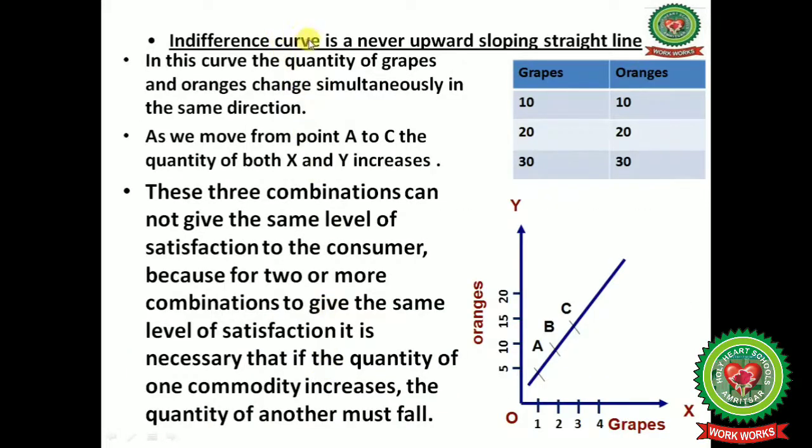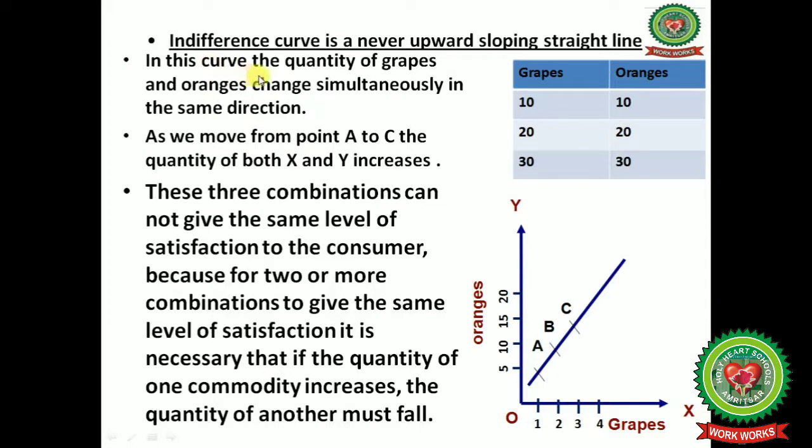Next one is, indifference curve is never an upward sloping straight line. First of all, have a look at the table. Grapes 10, 20, 30 continuously increasing and oranges also increasing continuously, 10, 20 and 30 units. And when we mark the points on the x-axis and y-axis, we will get an upward sloping indifference curve, that is A, B, C points are marked on this one. This is not according to the law of indifference curve. So indifference curve can never be an upward sloping straight line.